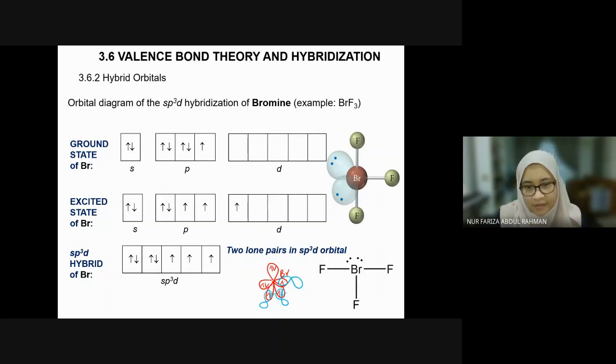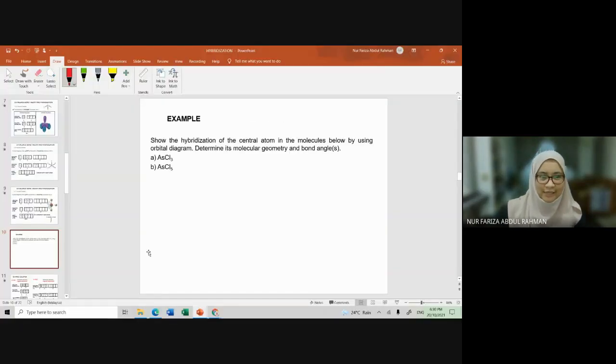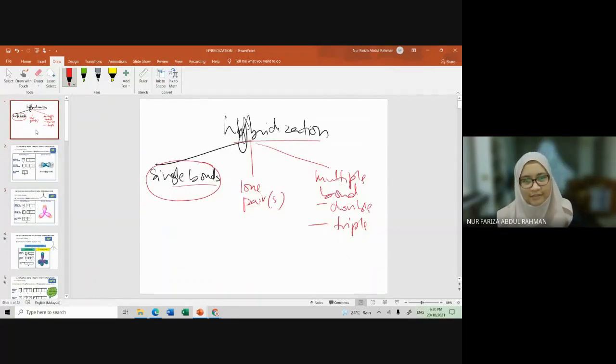Okay. Nanti awak redraw balik lah ya. Okay, so all of these are sigma bond. So these two are lone pair. Okay, sama tak dengan kita punya Lewis structure? Sama. Okay, is it the same as our orbital diagram? Yes, it is. Okay. Habis. Okay, patah balik.